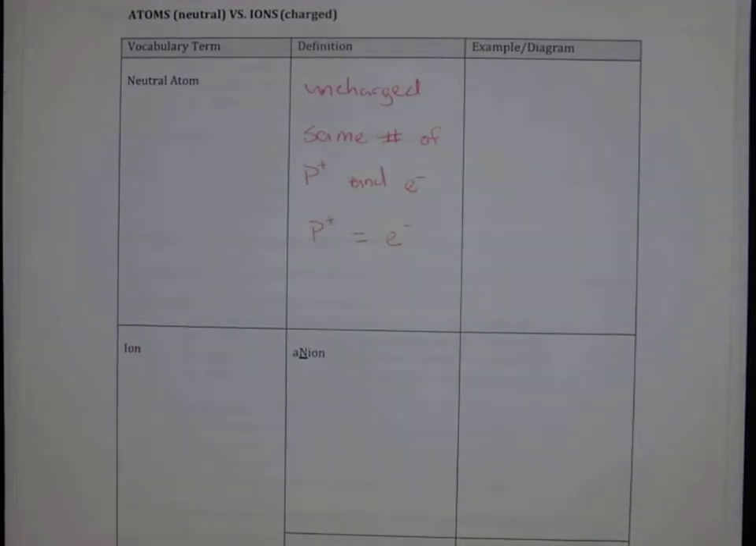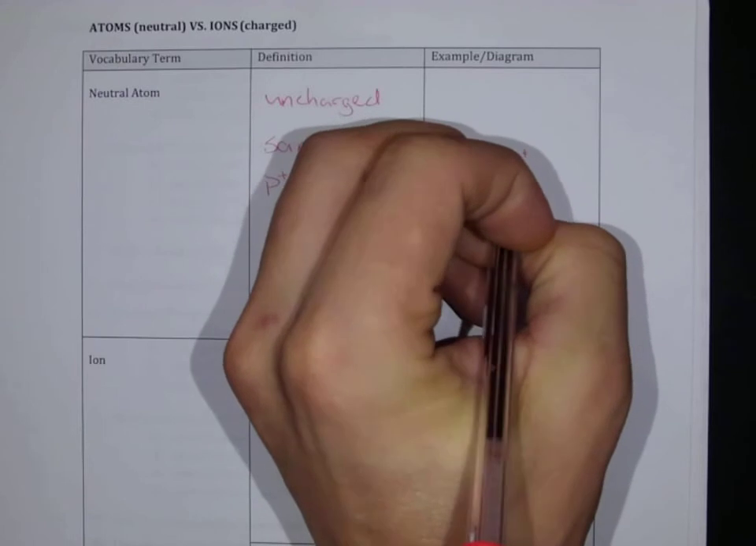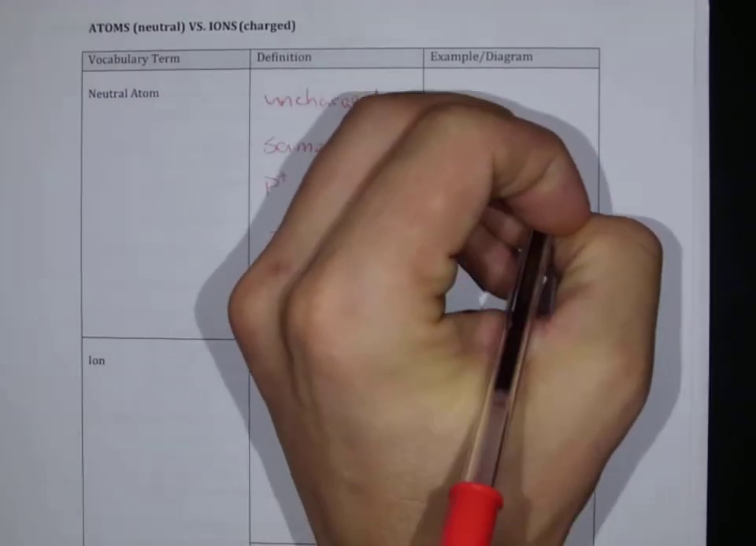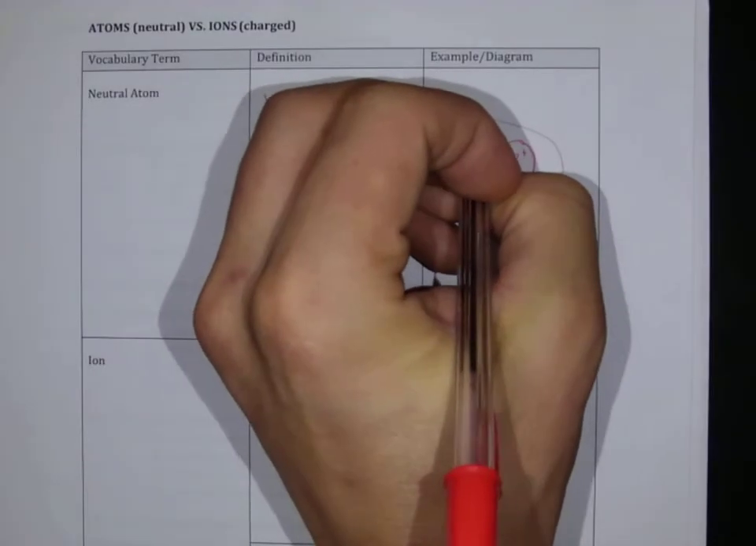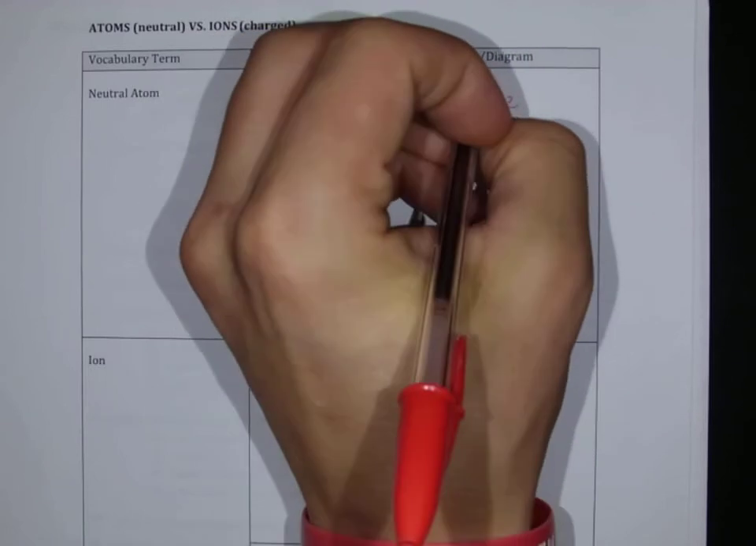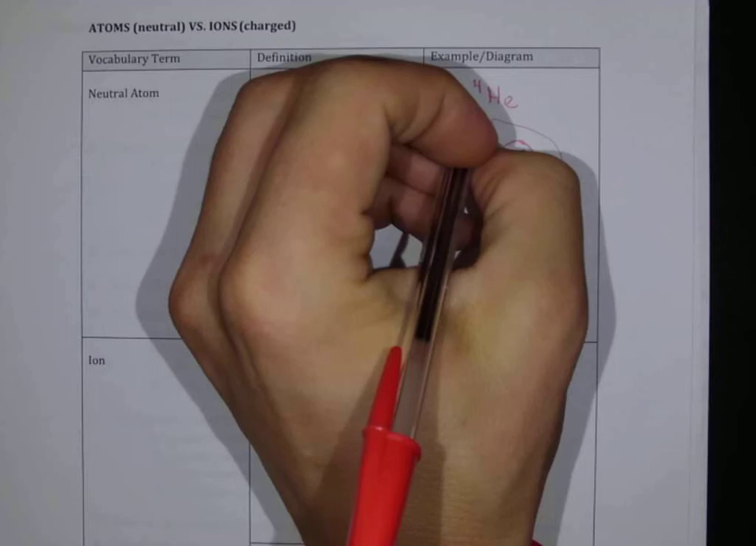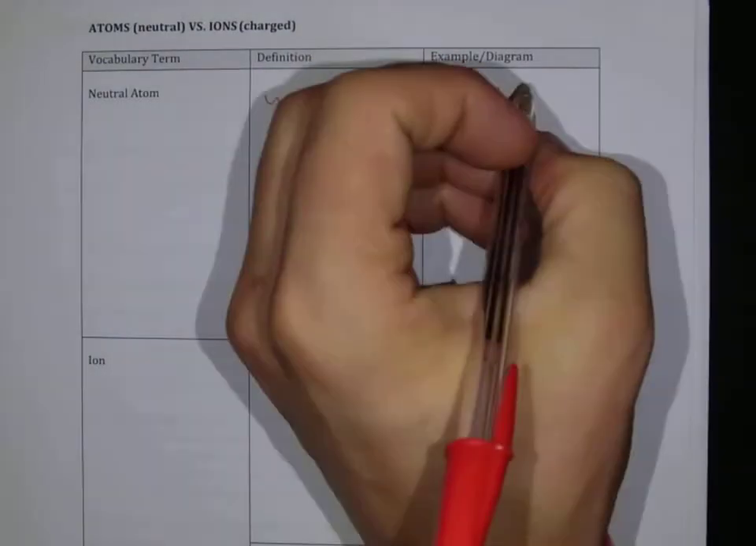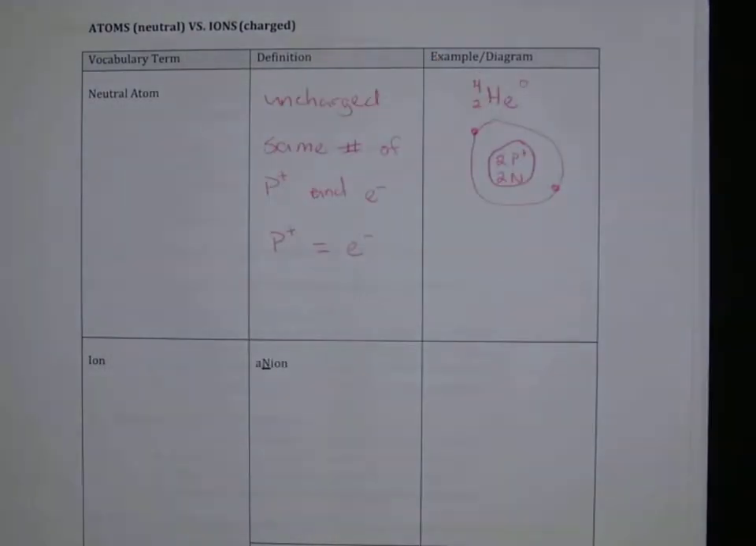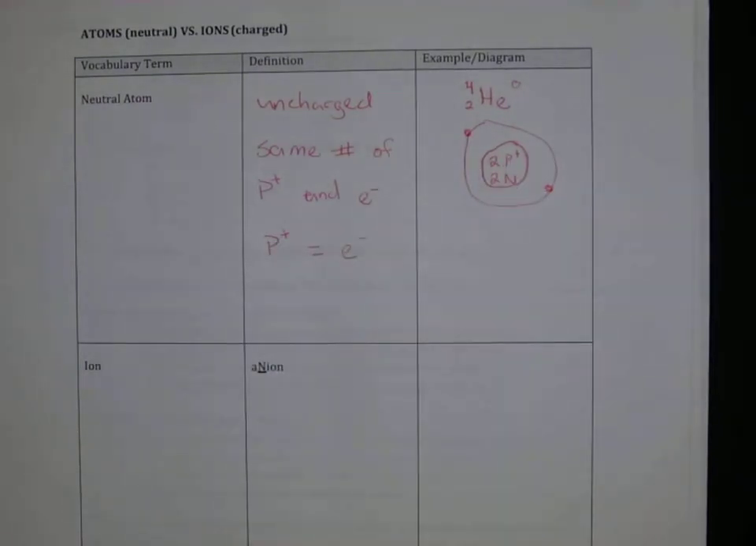An example for this would be like a helium atom. Helium has 2 protons and 2 neutrons in the nucleus, right? But it also has, in the first orbital, 2 electrons. Okay? So this would be a helium atom. I would say the atomic mass is 4, the atomic number is 2, and there is 0 charge because we have the exact same number of electrons as protons.